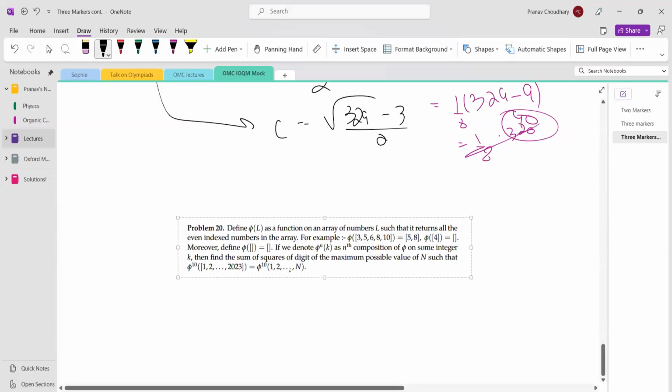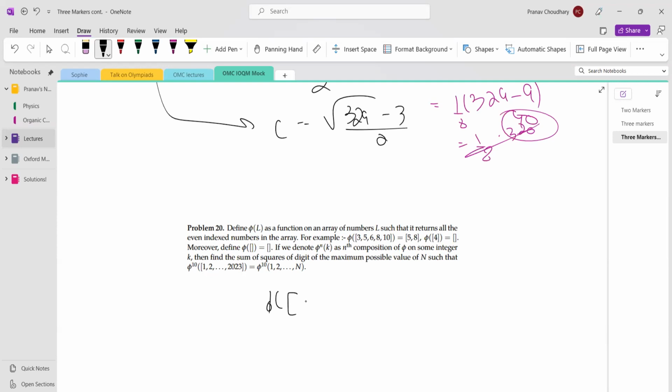Okay, so in this problem, the statement is sort of complicated, but the idea of the problem is pretty simple. So I'll just explain the statement. It says that phi is a function in which if you input a set, let's say any set, 1, 2, 3, 4, 5, 10, 12, 18, doesn't matter.